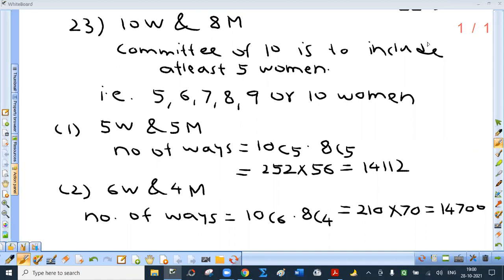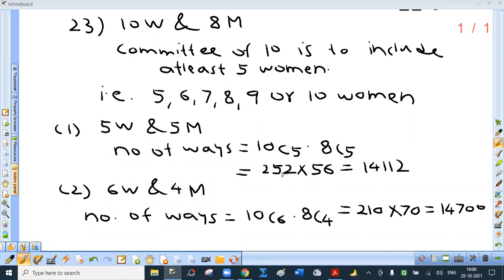See, there are 10 women and 8 men. Committee of 10 is to include at least 5. At least 5 means 5 or more than 5. So 5 women means 5 men, or 6 women and 4 men, or 7 women and 3 men, or 8 women and 2 men, or 9 women and a man, or all the 10 women. So you have to find these values separately. Now first type, 5 women and 5 men. 5 women out of 10, so 10C5 into 5 men out of 8, so into 8C5.